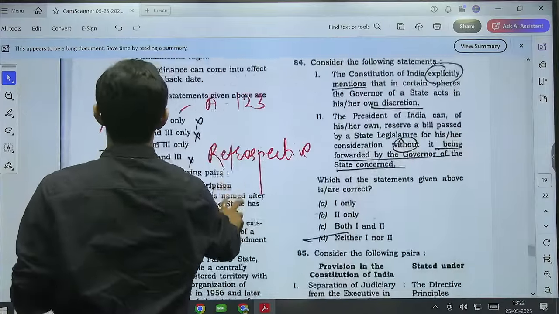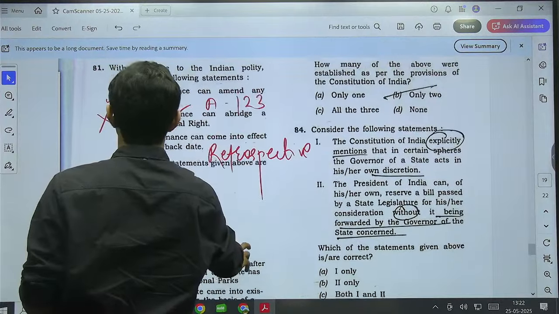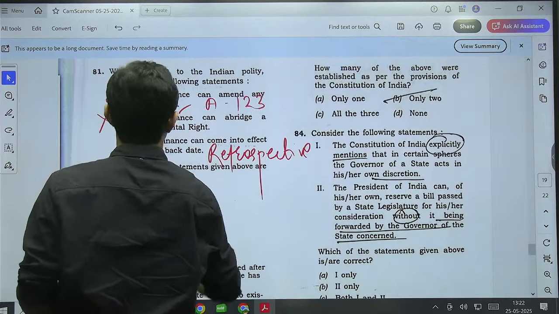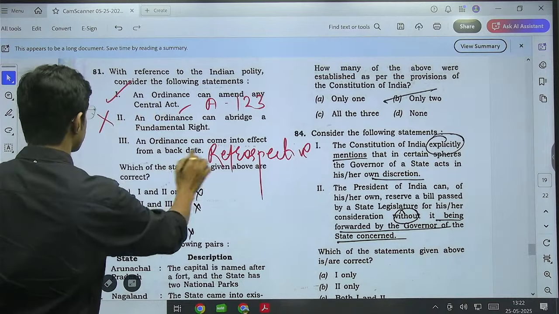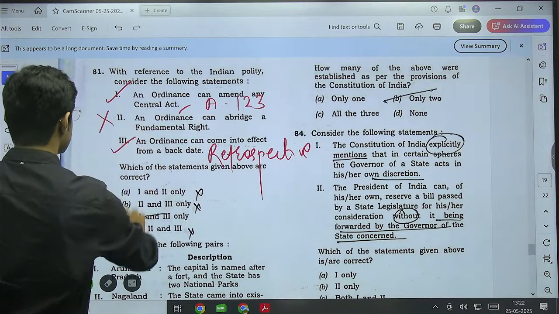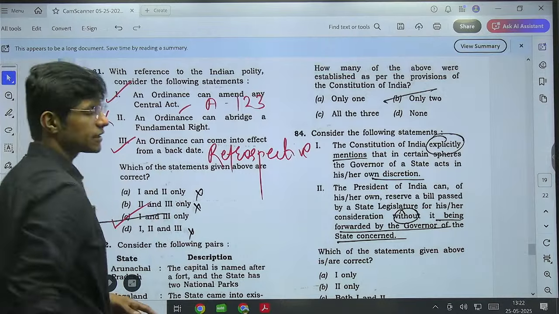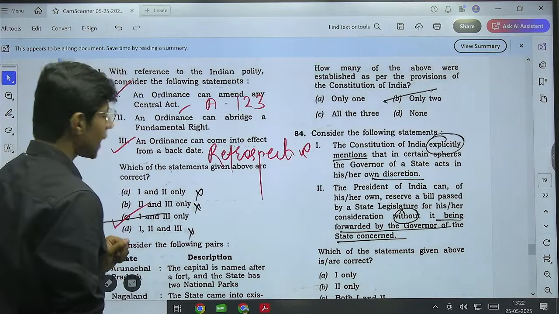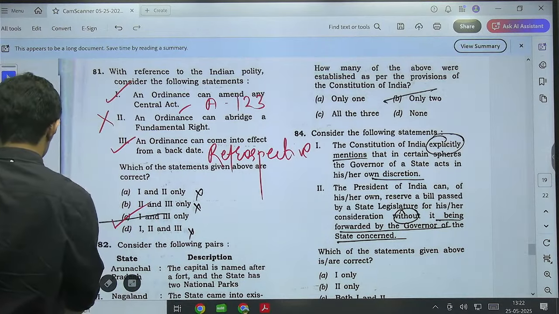Next question. I hope you understood. So, what is the correct answer? The correct answer is ordinance can come into effect from backdate. Yes, 1 and 3. Option C is the correct answer. I hope your answer to this question is correct.